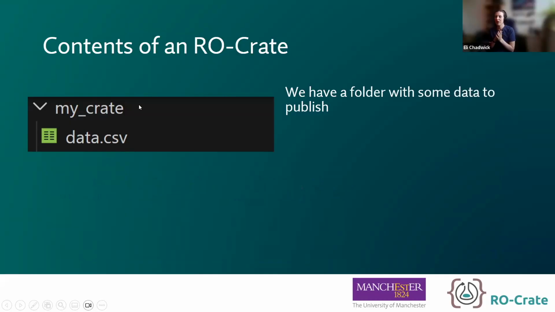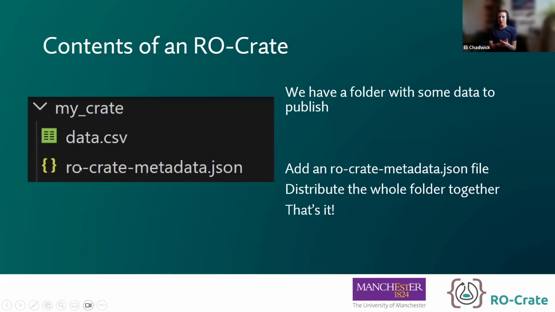So if we have a folder with some data to publish, this is obviously a very simple example. We have a folder, it's got a CSV file in it with some data in. How do we turn this into an RO-Crate? We add a special file called ro-crate-metadata.json. We populate this metadata file with some metadata, and then we distribute the whole folder together. And that's it. So the presence of this file is all that you need to do to make it an RO-Crate. You don't need to change anything else about how your data is organized or structured.